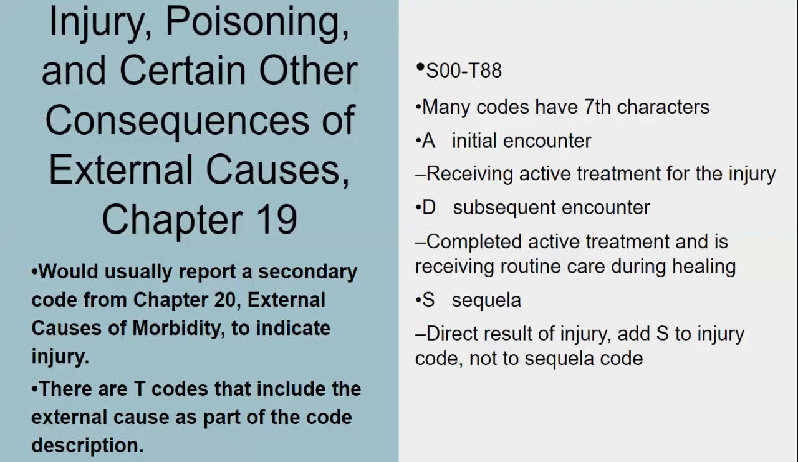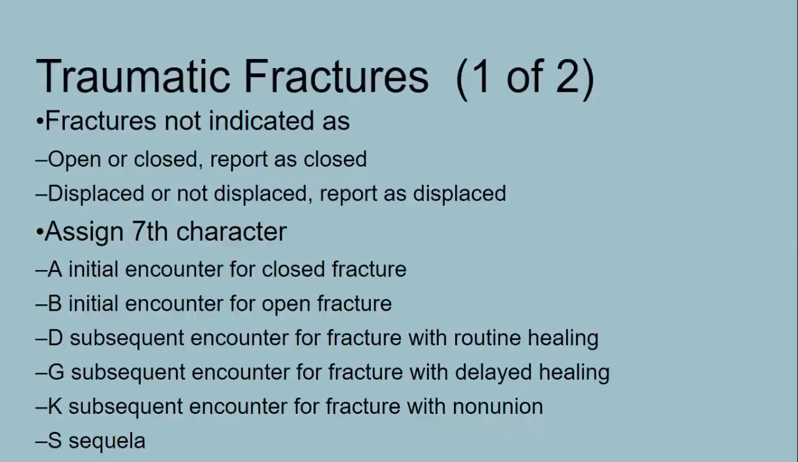A, initial encounter, receiving active treatment for the injury. D, subsequent encounter, completed active treatment and is receiving routine care during healing. There's our keyword, healing. S, sequela, a direct result of injury. Add S to the injury code, not the sequela code. You would usually report a secondary code from chapter 20, external cause of morbidity, to indicate the injury. There are T codes that include the external cause as part of the code description.